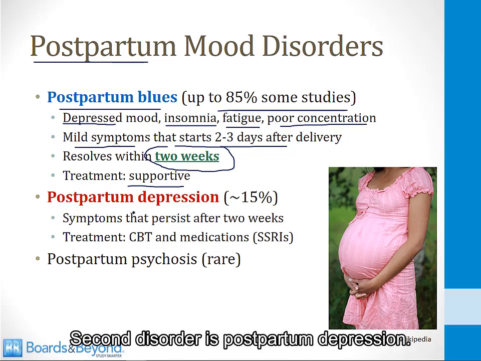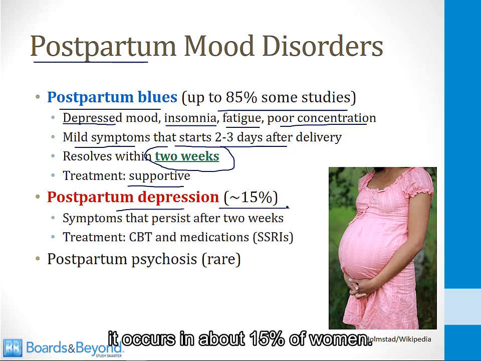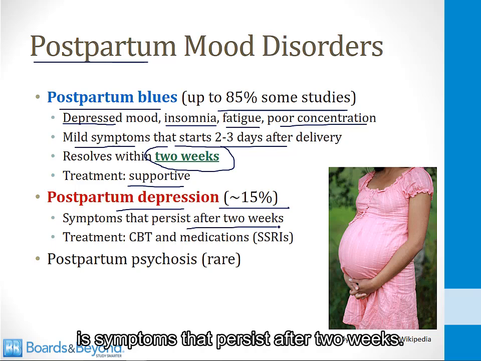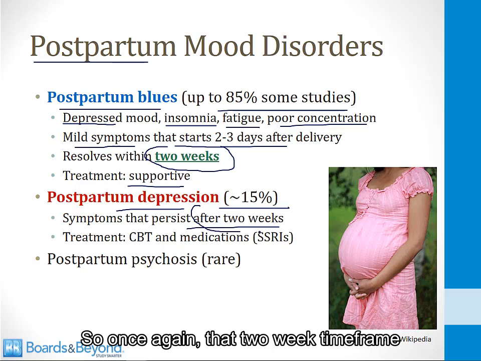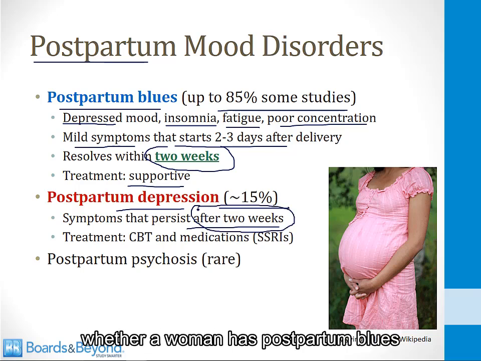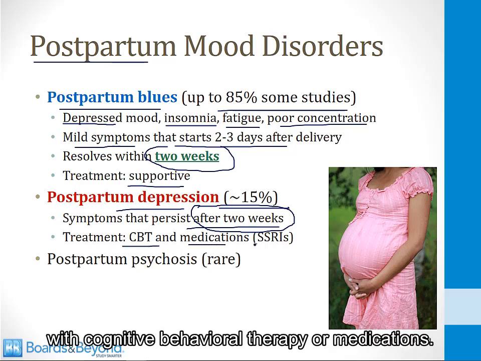Second disorder is postpartum depression. This is less common, but in some studies it occurs in about 15% of women. And the definition of postpartum depression is symptoms that persist after 2 weeks. So once again, that 2-week time frame is what you want to focus on when trying to figure out whether a woman has postpartum blues or postpartum depression. And in contrast to the blues, depression is treated with cognitive behavioral therapy or medications.